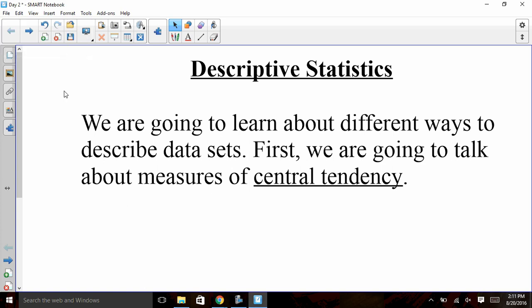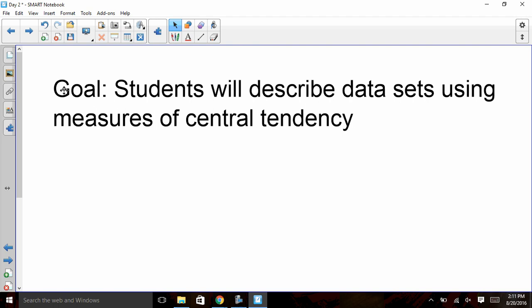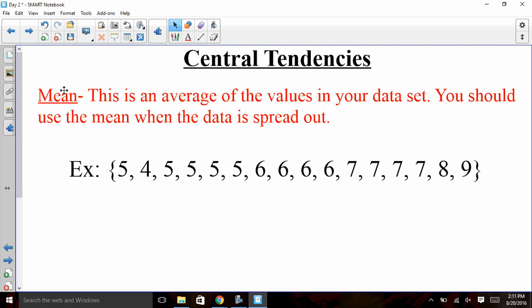All right, today we're going to talk about the second day's stats unit lesson. We're going to go ahead and start talking about central tendencies. Central tendencies allow us to describe the different types of data that we see, and we'll see when it's best to use which type. The first type of central tendency that we're going to talk about today is called the mean. The mean is just the average value in your data set.